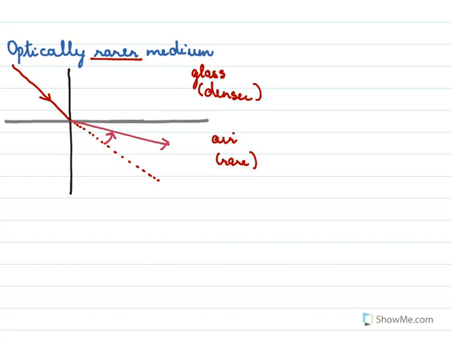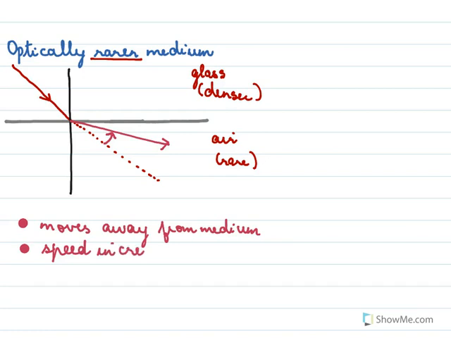So when it travels into a rarer medium, two things happen. One, it moves away from the normal. Second, its speed increases. So when light travels from a dense to a rare medium, like in this case here, it will move away from the normal.